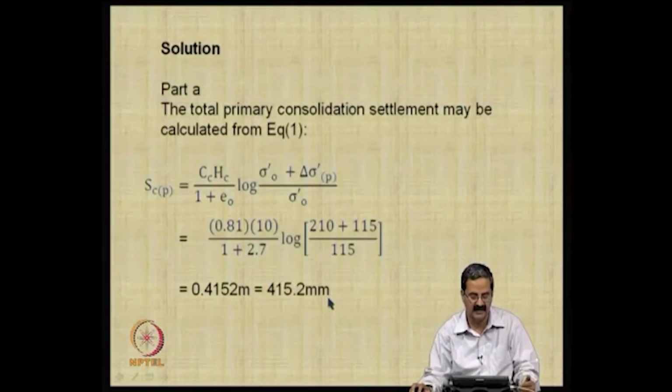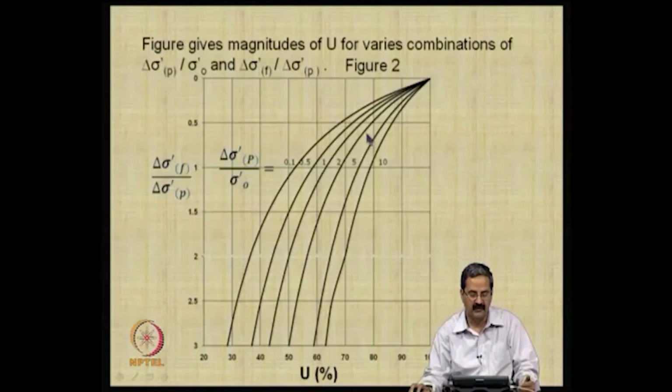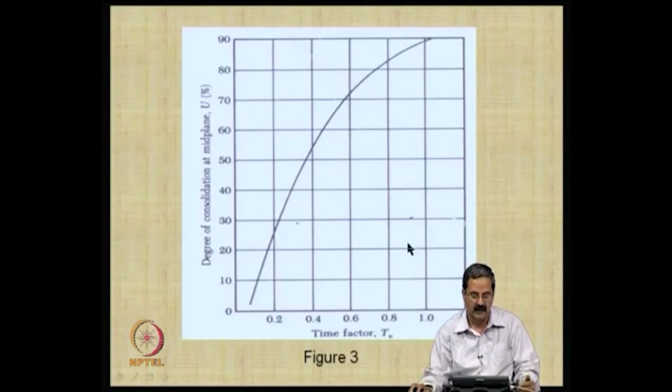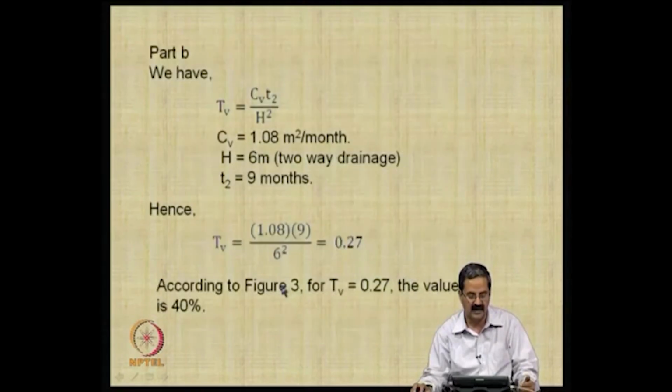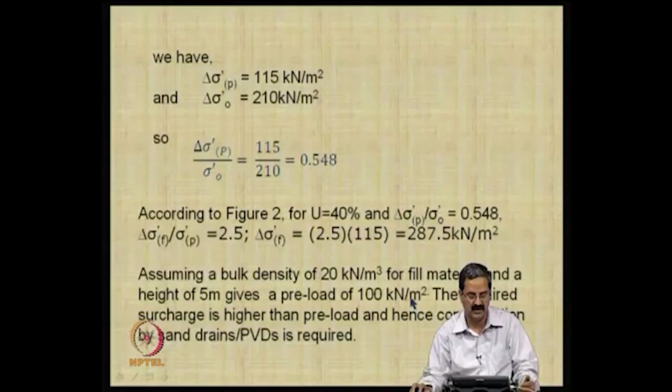We have seen this in the last class, and it is about 415 mm of consolidation settlement that you can expect. With the principle that we studied last class, knowing the degree of consolidation at the mid plane and the time factor, you can calculate the degree of consolidation. For the preload, we assume some time of 6 months or 9 months, as I demonstrated last class, within which you must be able to complete this consolidation.